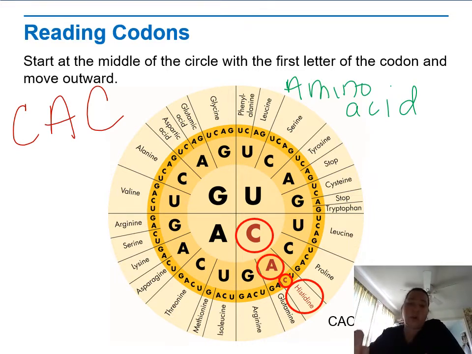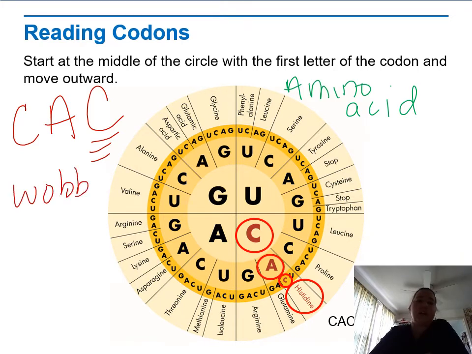Now, one of the things that you'll notice, this third base, that smallest ring around there, is that many of the amino acids are coded for by more than one base in that third position. This third position is, to use the very technical term, the wobble. That's the wobble position, because basically if there's a mutation in that position, and we're going to talk more about mutations in the next lecture, sometimes it doesn't necessarily have an effect, which is beneficial to us.